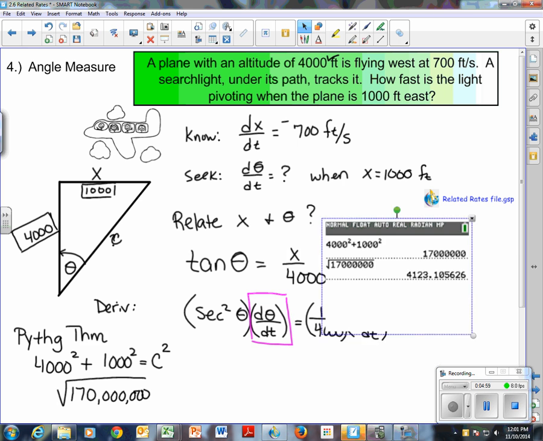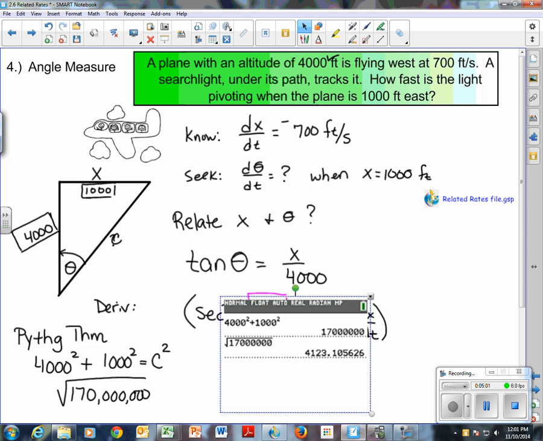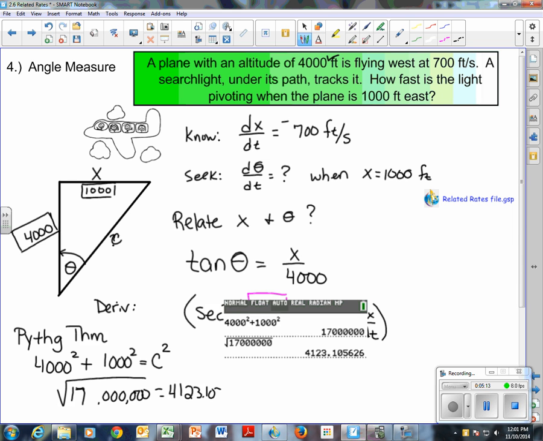Okay, I took a moment here and I calculated it out, and I was off by a zero. How about 17 million is our value there? Take the square root, and you're looking at 4,123.1056. Okay, and that is the value of c.